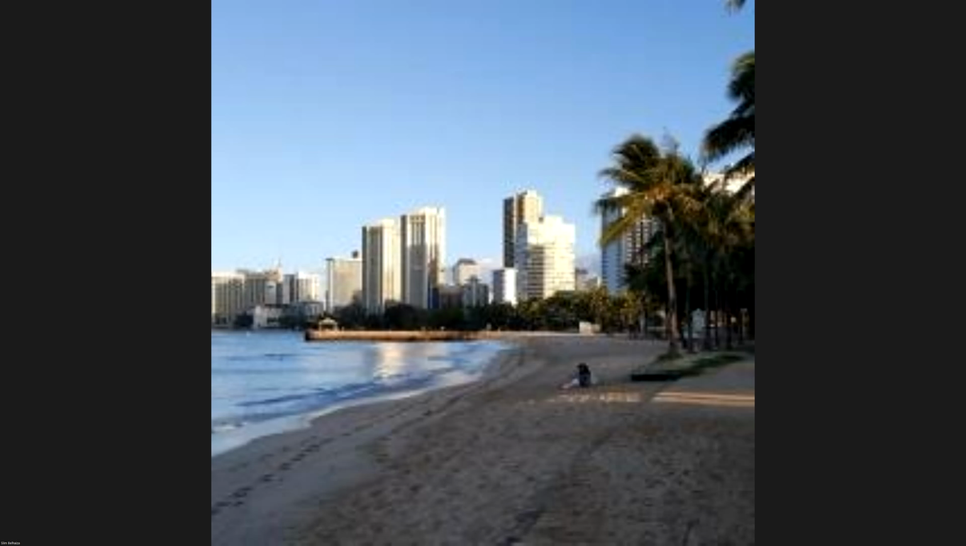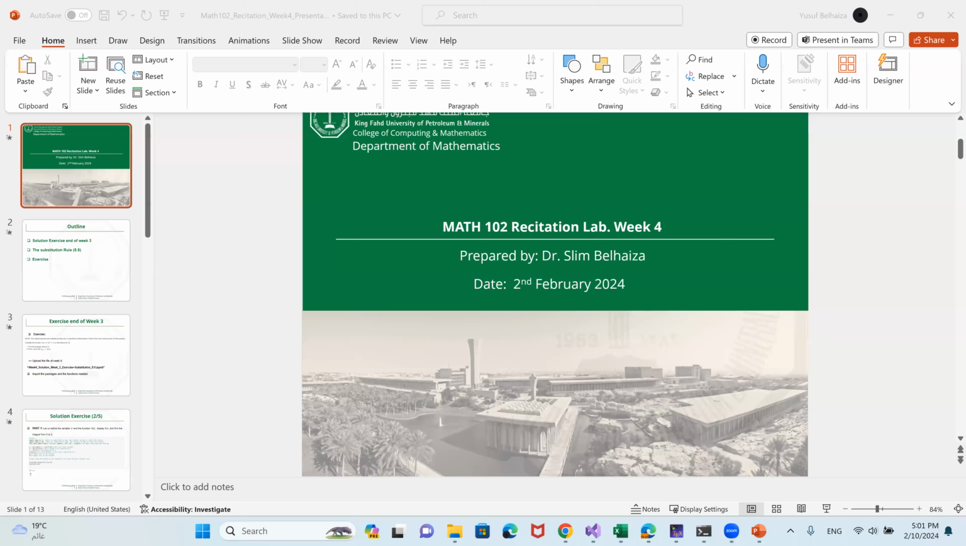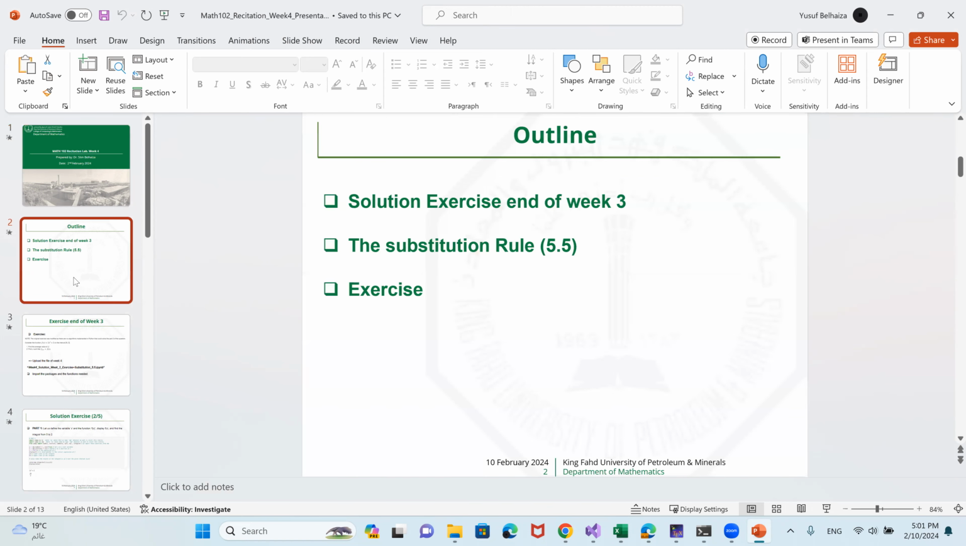Okay, here we go. The outline of the presentation: we will talk about the solution of the exercise of week 3. And then we'll follow the substitution rule and finish with an exercise for next week.